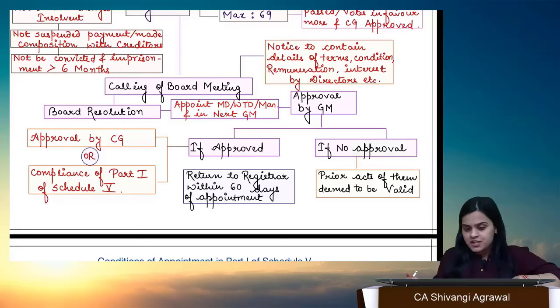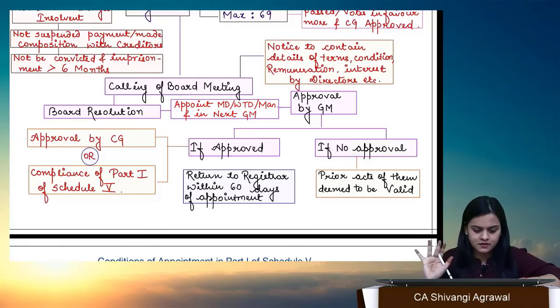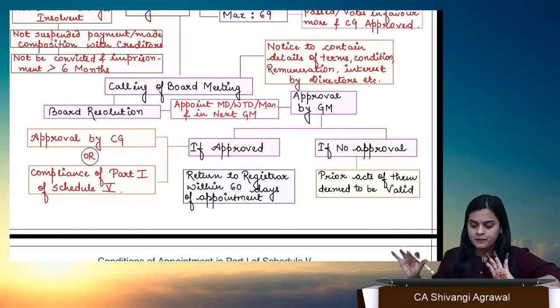This section of approval does not apply to a private company. So in a private company, you don't need this approval by central government or this approval in general meeting. No, nothing required at all. In case of a government company also, this subsection does not apply. So if it is a government company and someone needs the approval of CG according to this particular section, for that company it will be exempted, right?